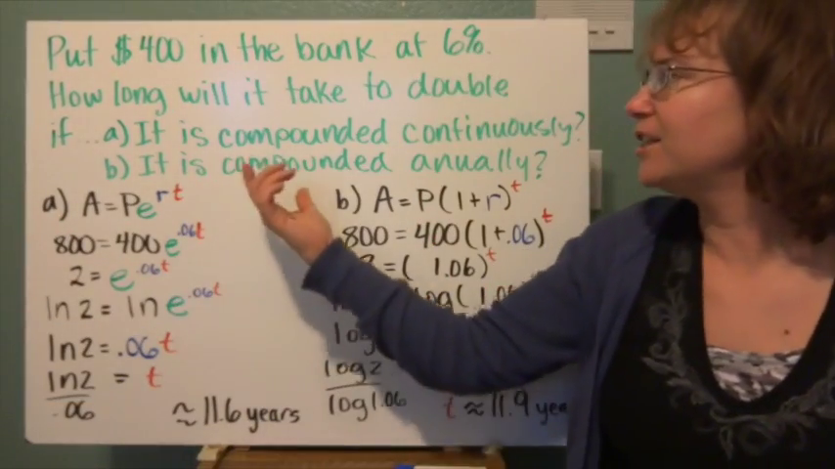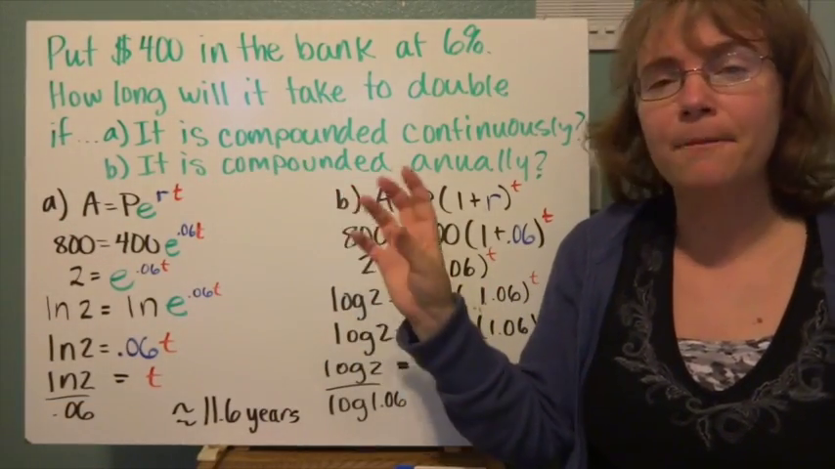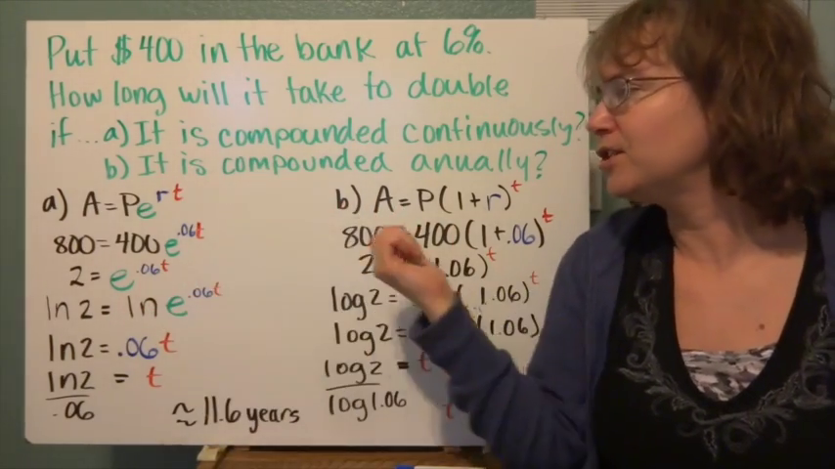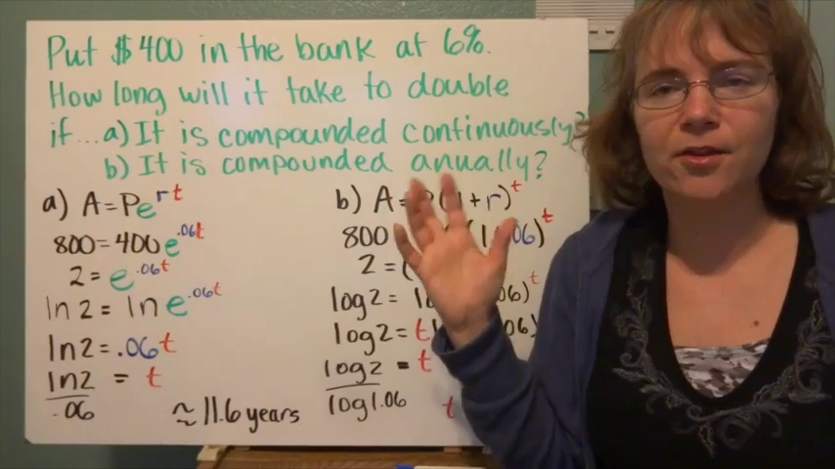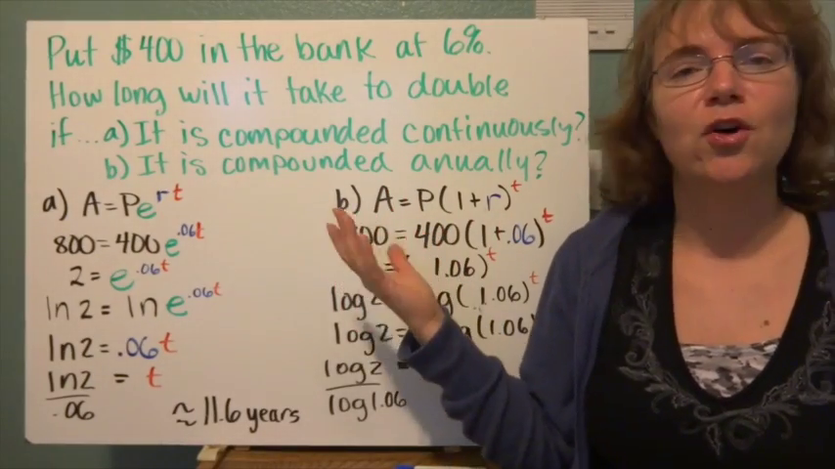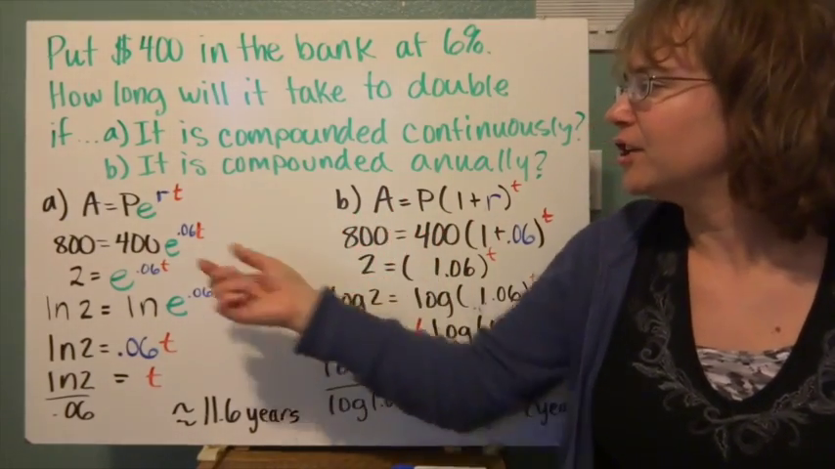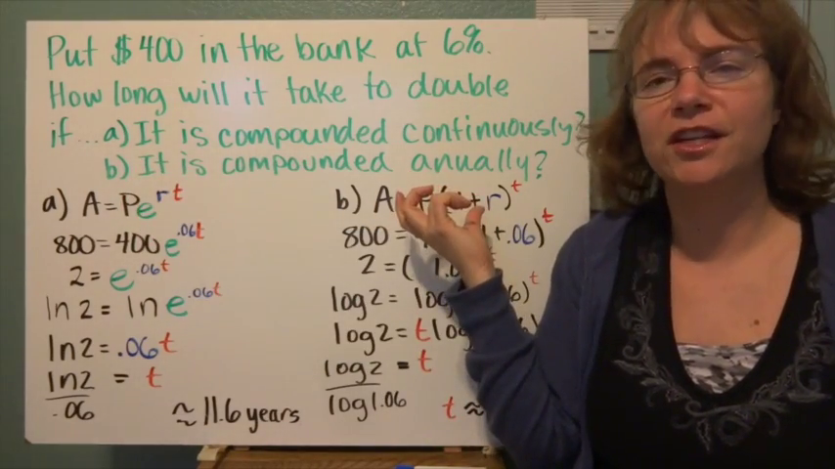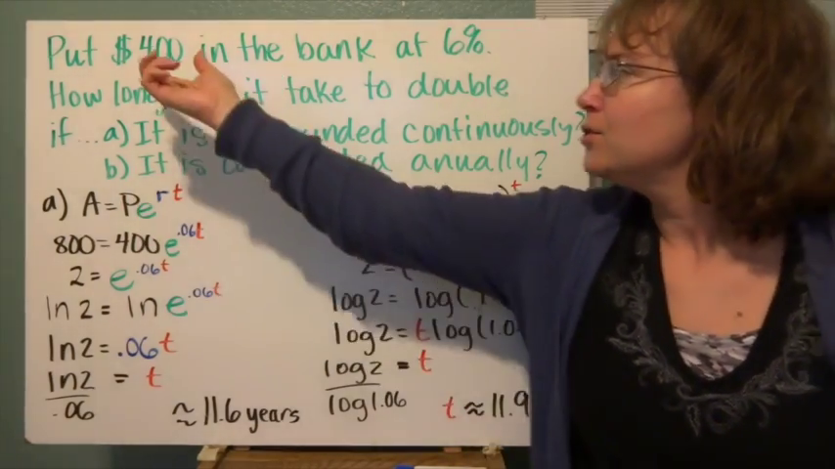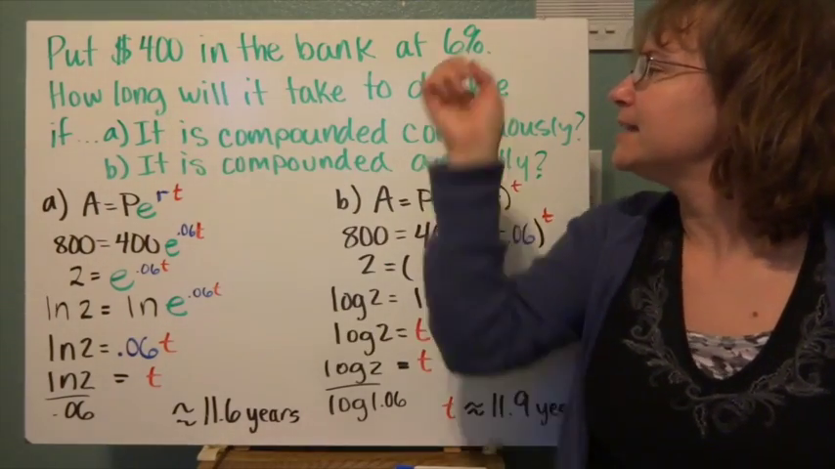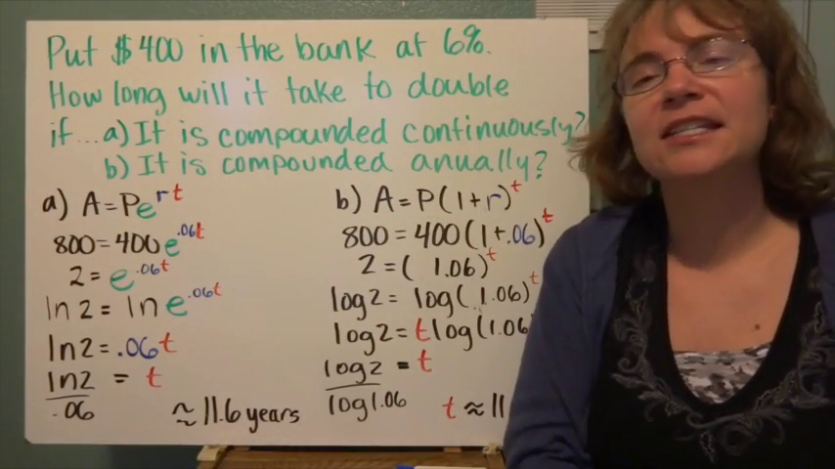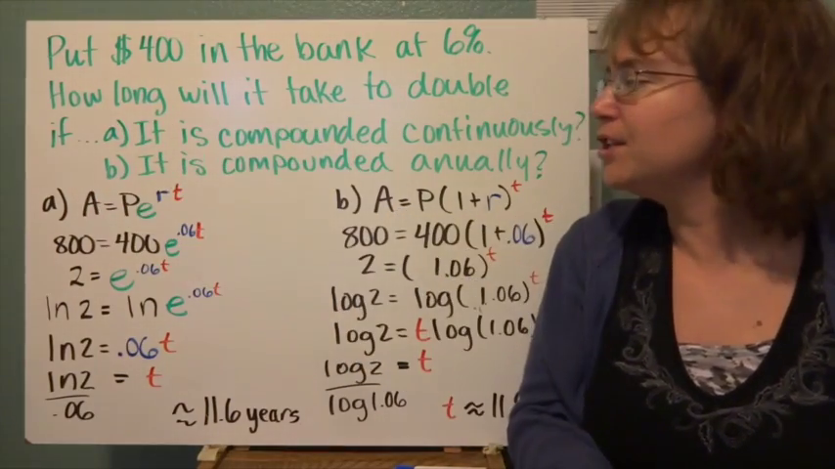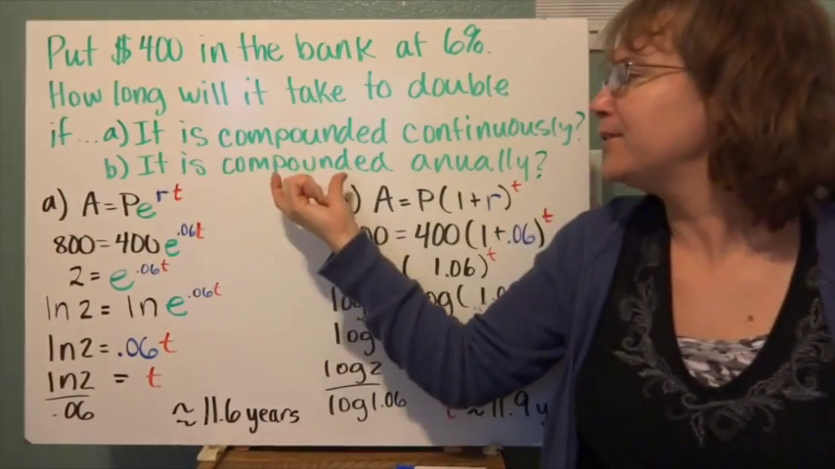So now let's look at a problem with compounding. And this is just two of the possible ways to compound. There's many, many other ways as well, but this is all we're covering in this section. We have compounded continuously and we have compounded annually, so once a year. So say you put $400 in the bank at 6%. How long will it take to double in two different situations? A, if it's compounded continuously, and B, if it's compounded annually.